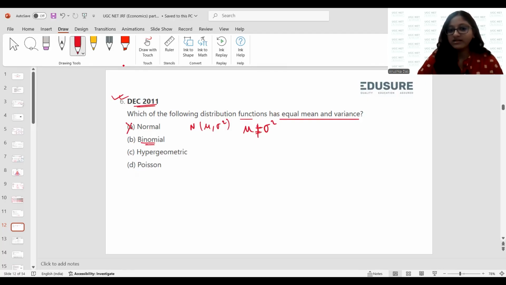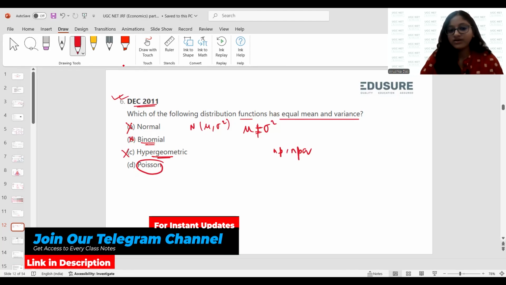In binomial, the mean is np, the variance is npq. Are they equal? The answer is no, they are not equal. In hypergeometric, the expression is even harder, a more complicated expression. I will show you that. You don't need to remember that, but they are not equal. The only distribution for which mean and variance are equal is the Poisson distribution, right? So for Poisson, mean and variance both are equal to lambda.